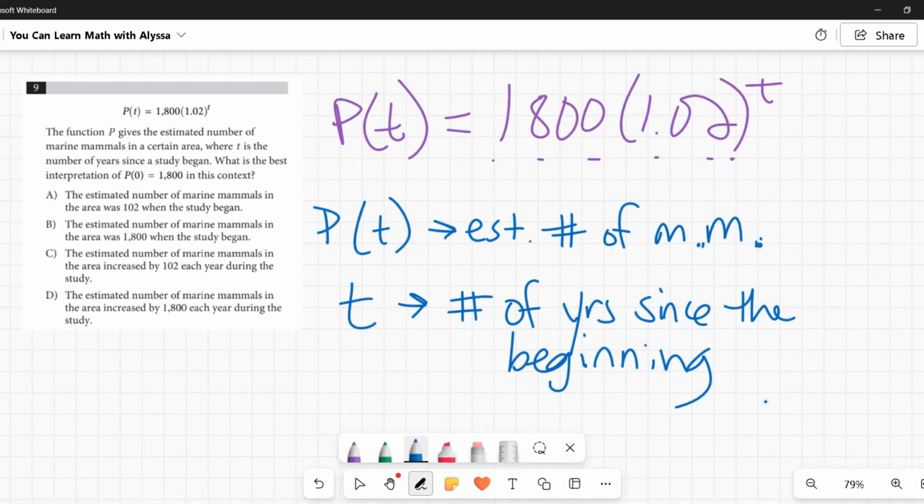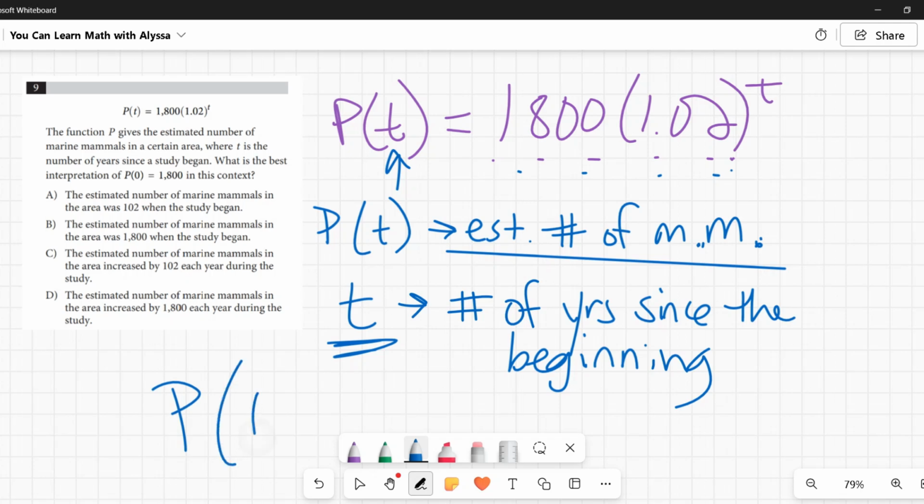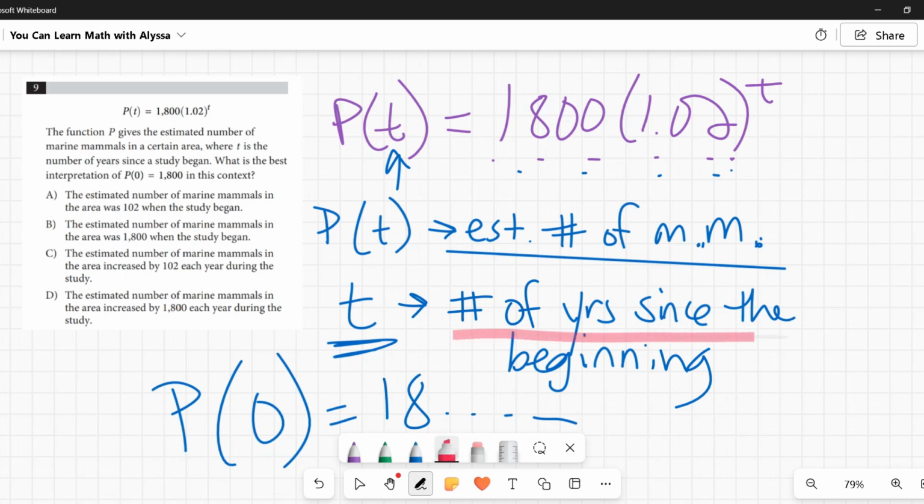All right, so let's look at what we have. I've got P of t, I have my equation, and I'm told that if I plug in a number for t and I do this math, I get the estimated number of marine mammals in that number of years since the beginning, t. And the one we're looking at is P of 0 equals 1800. So t is 0, so that means 0 years since the beginning. Well, if it's 0 years since the beginning, it's the beginning, right? When t is 0, this study hasn't begun yet. It's right at the first point.